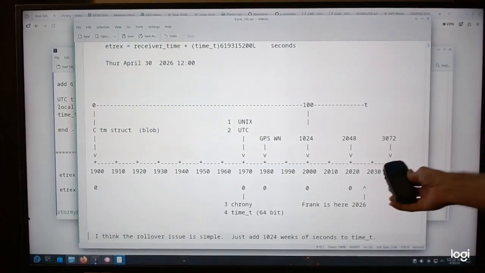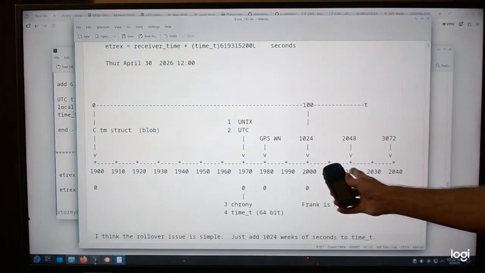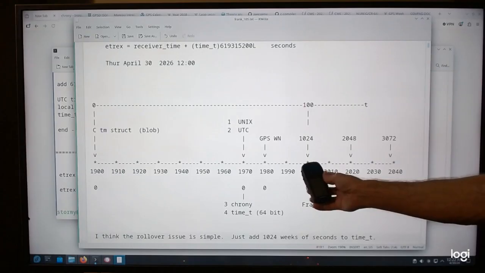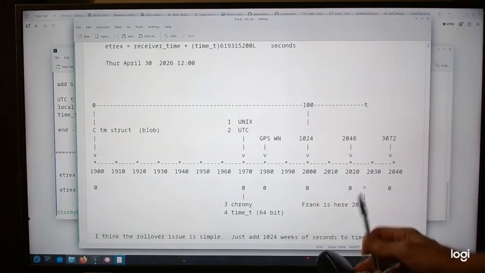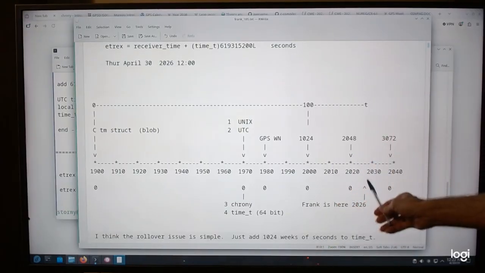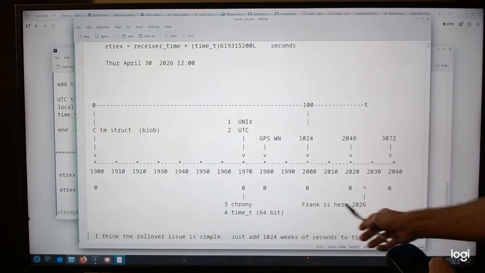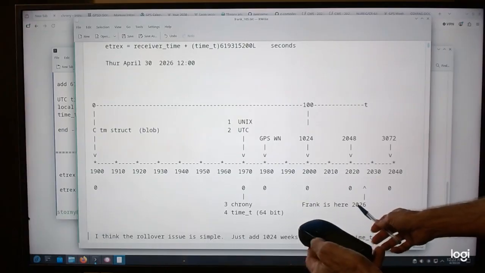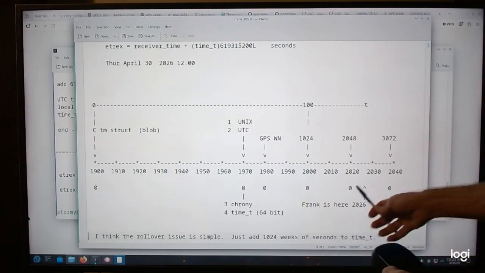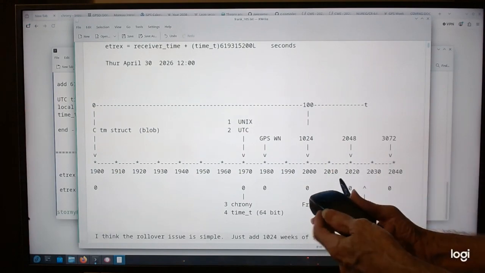See, my E-Trex, it's stuck over here in between 2000 and 2020 right here. It's stuck in between there. But the time is 2026. The year is 2026. Well, it's April the 30th, 2026, and it was saying September.